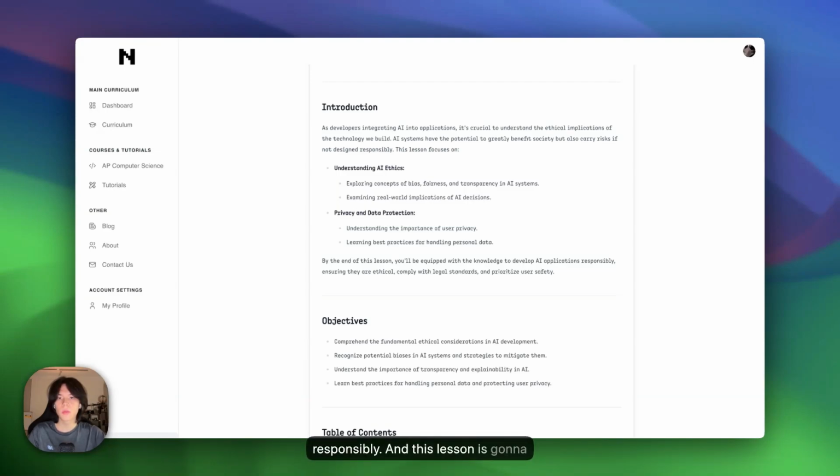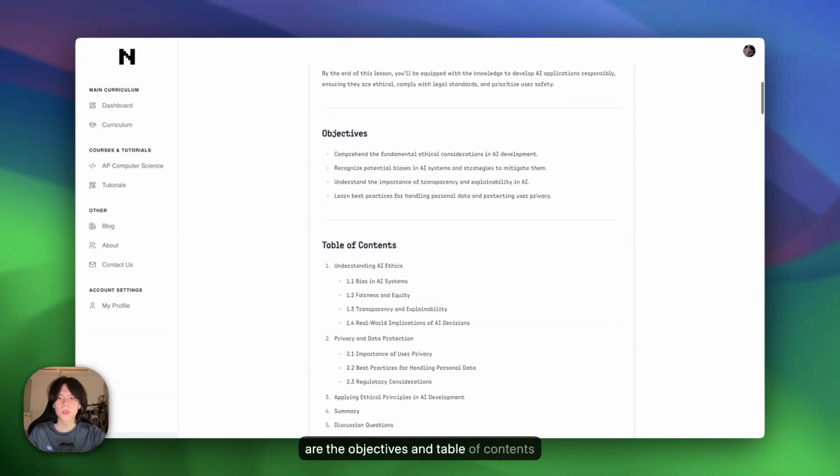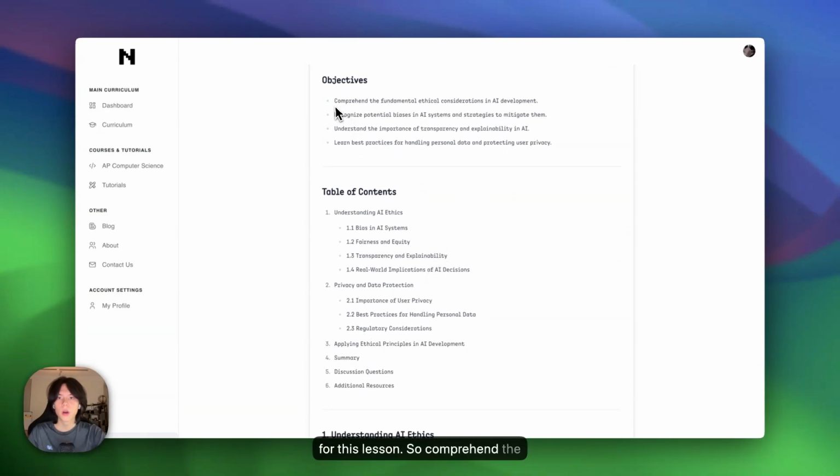And this lesson is going to mostly focus on understanding AI ethics and some privacy and data protection, which includes understanding the importance of user privacy and learning the best practices for handling personal data. And before we start, here are the objectives and table of contents for this lesson. So, comprehend the fundamental ethical considerations in AI development, recognize potential biases in AI systems and strategies to mitigate them, understand the importance of transparency and explainability in AI, and learn the best practices for handling personal data and protecting user privacy, which is very important nowadays.